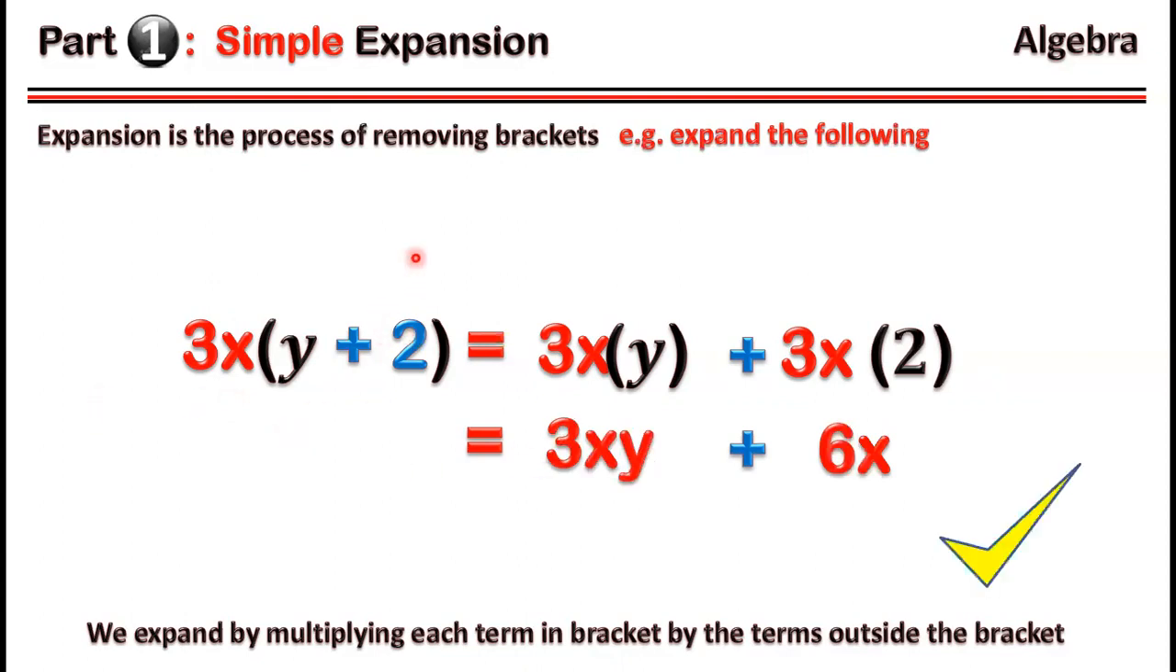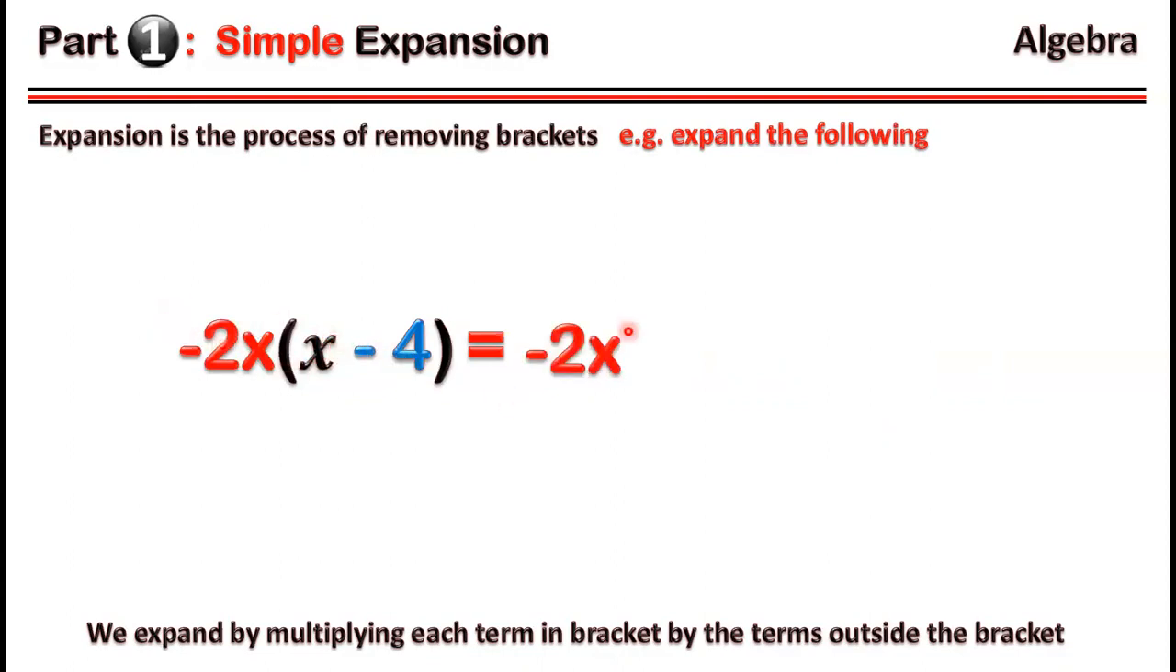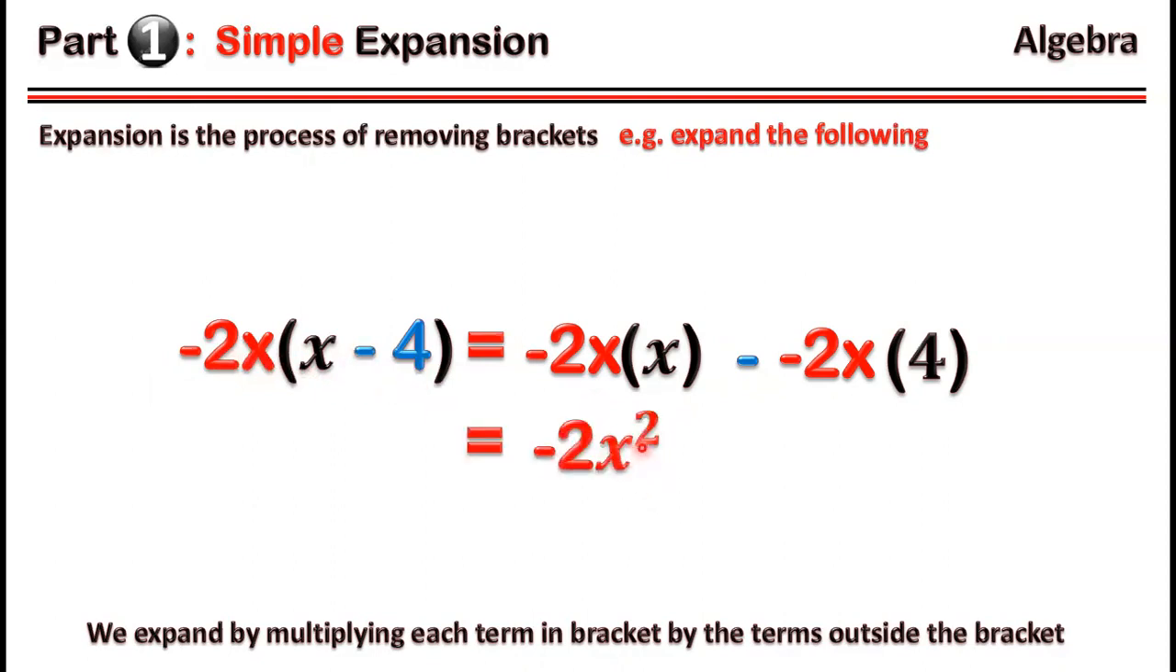The next one, we have minus 2x into x minus 4. So we have minus 2x times x, and then minus 2x times minus 4. We can just say minus 4 times minus 2x. Okay, so this gives us minus 2x squared plus 8x.